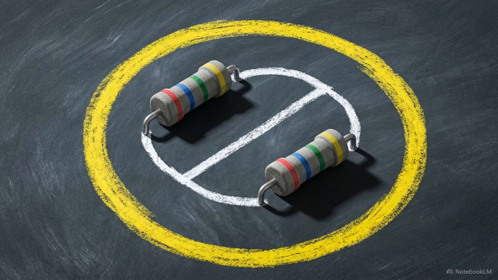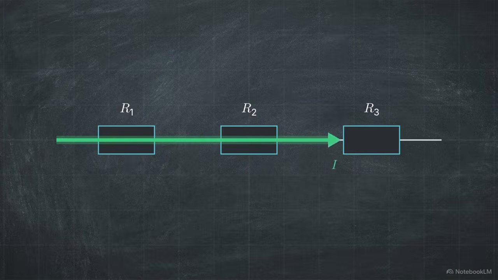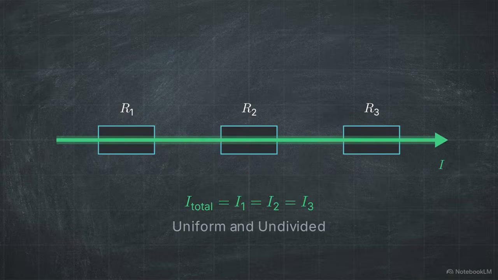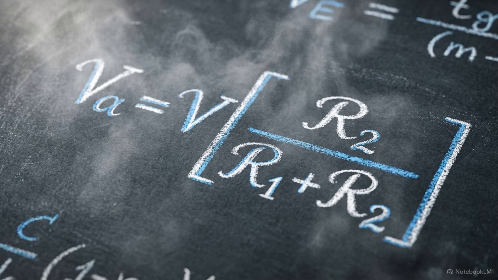But we must notice the strict dependency here. This series equivalency works exclusively because the current remains uniform and entirely undivided across the entire span. This formal voltage divider circuit anchors two resistors between a power supply and ground. By substituting the equivalent resistance into Ohm's law to find total current, we then calculate the voltage at the middle junction, node VA. The final equation is in fact remarkably elegant.